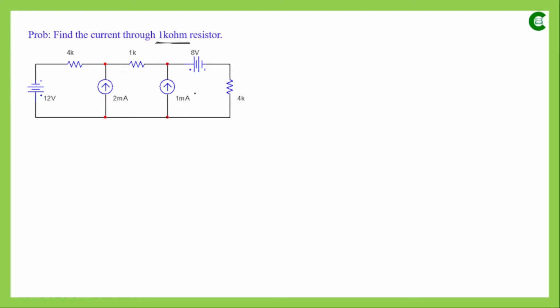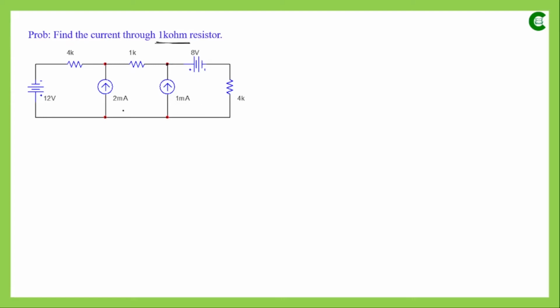Now if we want to apply node analysis, then we first have to identify how many principal nodes there are. As we can see, there is one principal node here where this resistor and this current source are connected. Three branches are connected. Here we have another principal node where this resistor, this voltage source, and this current source, these three branches, are connected. So we have two principal nodes, and at the bottom of the circuit we have another node or junction where these four components are connected.